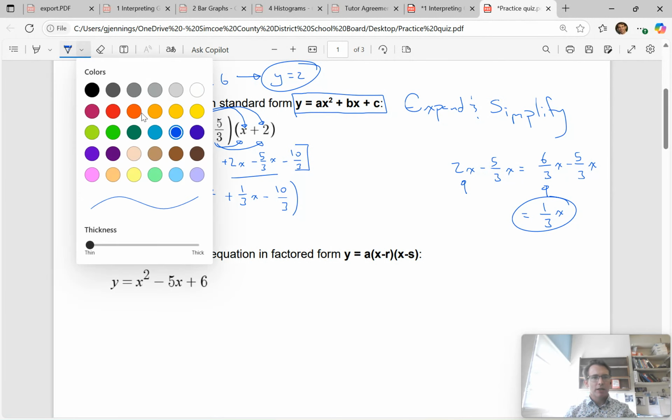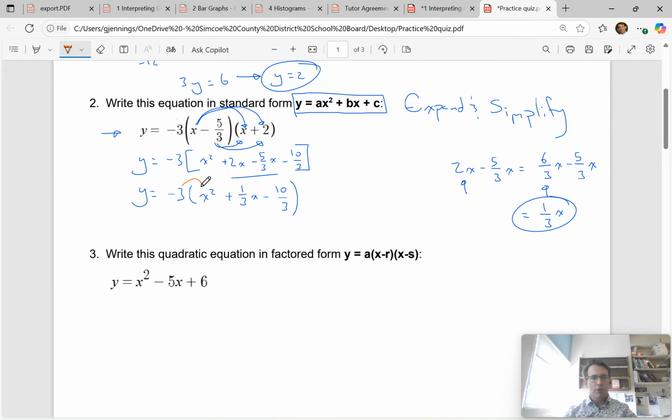And now we go ahead and do this distribution where we're going to multiply this in to every term inside the brackets. This is how I'd approach this one. If y is equal to minus 3x squared, minus 3 times 1/3 x is minus 1x, and then minus 3 times minus 10/3 is plus 10. Okay, this is if I have minus 3 multiplied by 10/3, but it's negative. That's this multiplication here. I'm just going to cancel.